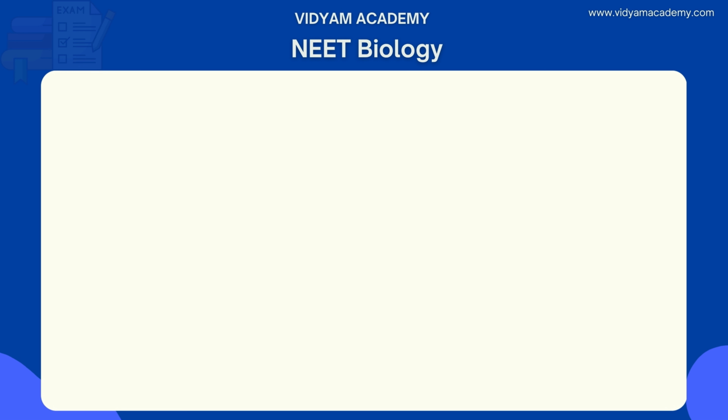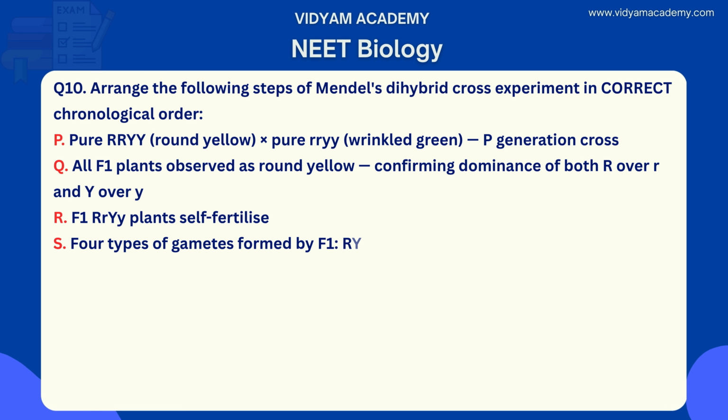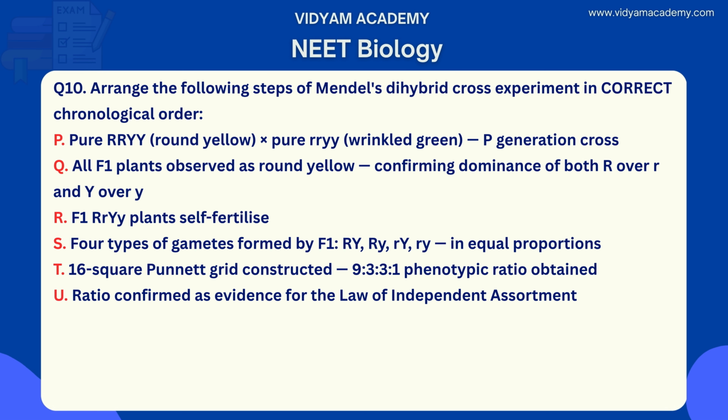The final question of this topic, question number 10: arrange the following steps of Mendel's dihybrid cross experiment in correct chronological order. P: the P generation, pure RRYY round yellow and pure rryy wrinkled green crossed. Q: all F1 plants observed as round yellow, confirming dominance of both R over r and Y over y. R: F1 RrYy plants self-fertilize. S: 4 types of gametes formed by F1, RY, Ry, rY, ry, in equal proportion.